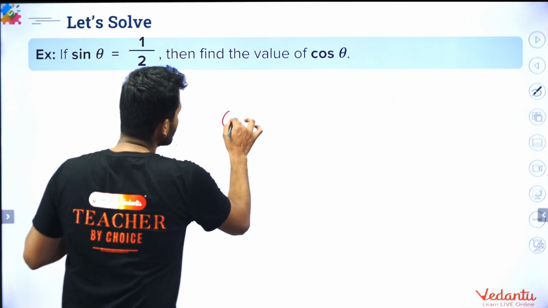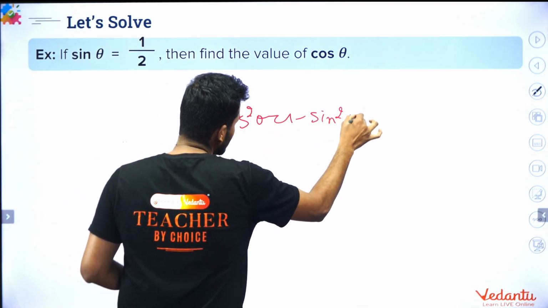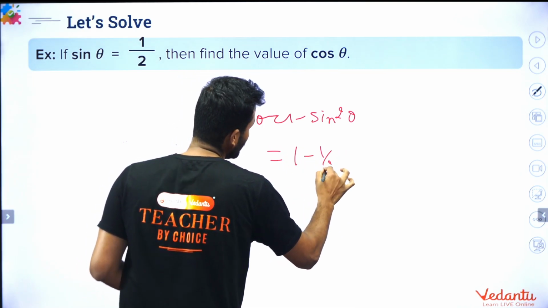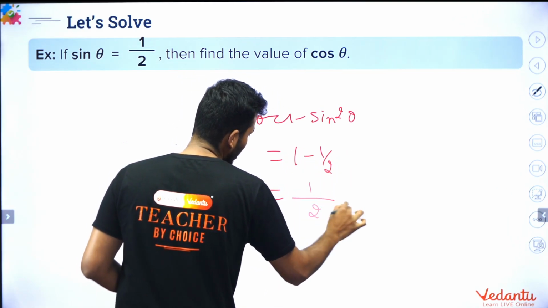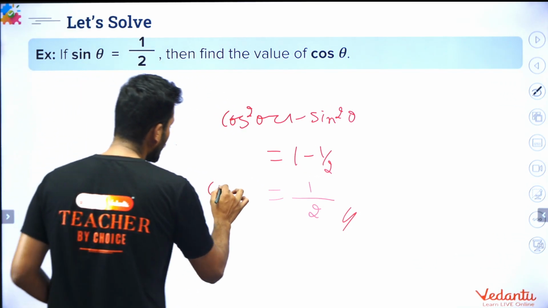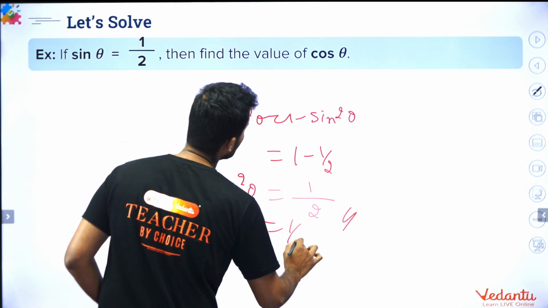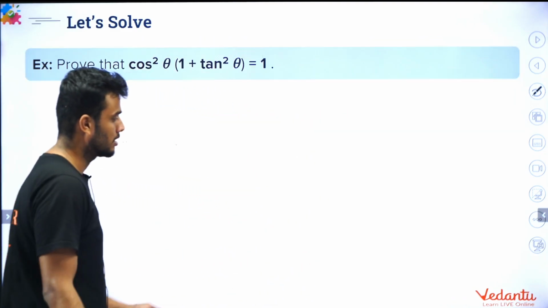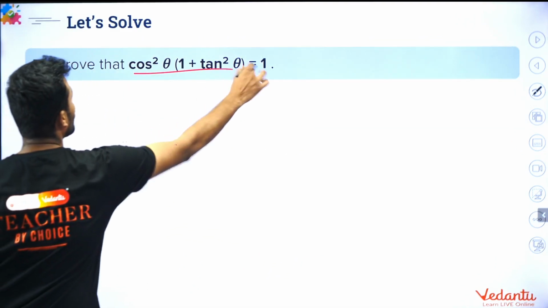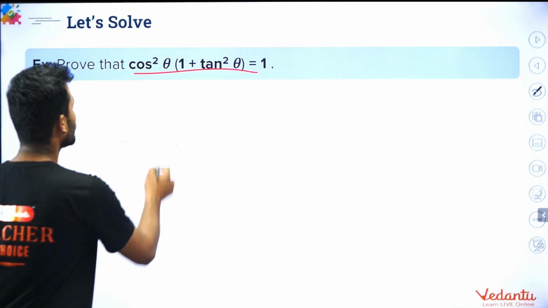We already know cos square theta is equal to 1 minus sin square theta. Yes students, 1 minus 1 by 2, which is 1 by 2 only. So cos square theta is 1 by 2, then cos theta is equal to 1 by root 2. Very simple. Then they give this one: cos square theta times 1 plus tan square theta, that is equal to 1. How to solve this?